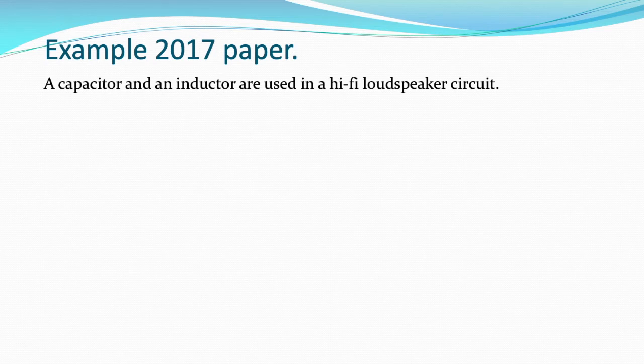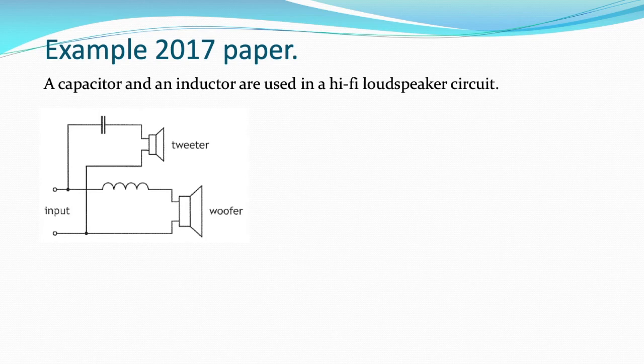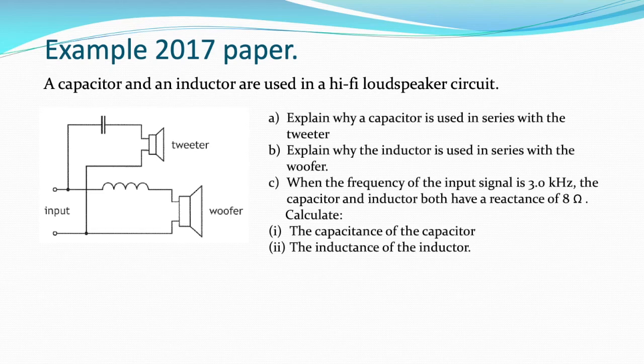Here's an example from the 2017 paper. A capacitor and an inductor are used in a hi-fi loudspeaker circuit. There's a capacitor in series with the tweeter and an inductor in series with the woofer. Explain why a capacitor is used in series with the tweeter. Explain why the inductor is used in series with the woofer. And when the frequency of the input signal is 3 kHz, the capacitor and inductor both have a reactance of 8 ohms, and we have to calculate the capacitance of the capacitor and the inductance of the inductor.